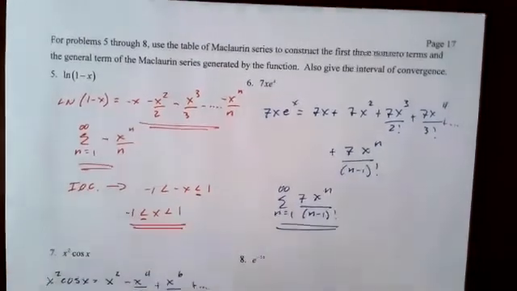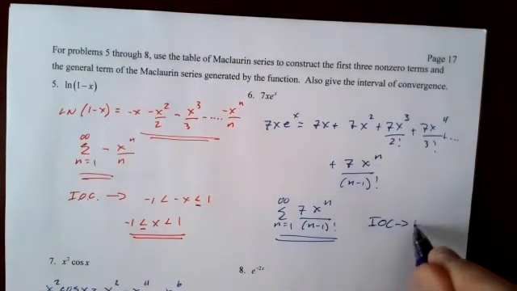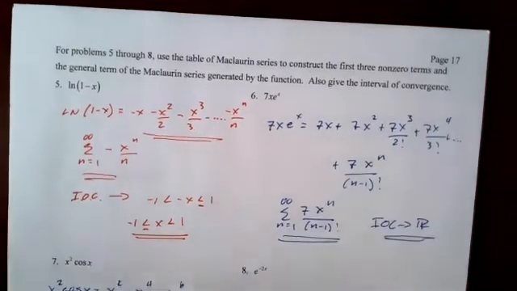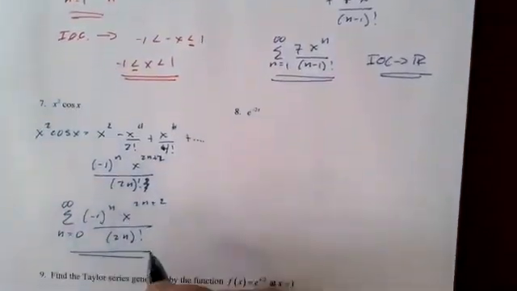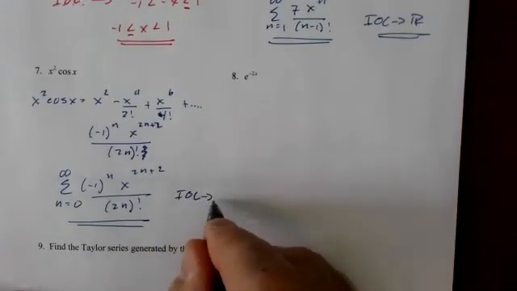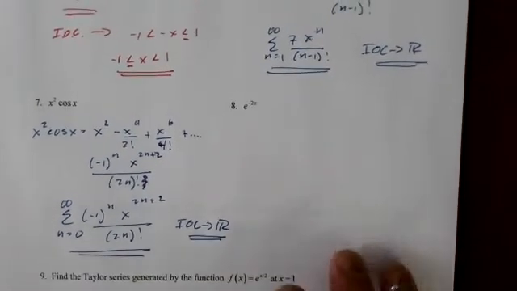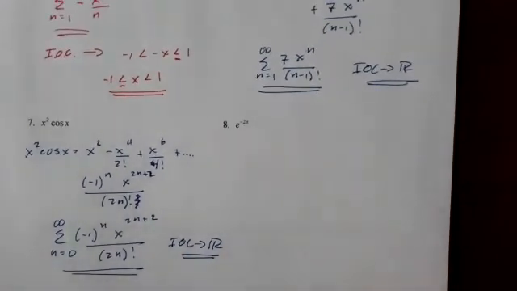Interval of convergence. Factorial on the bottom. Works for everything. Factorial on the bottom. Works for everything. e is going to be, works for everything.